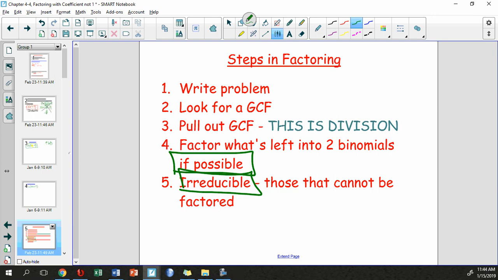Now listen up. Tonight's homework, they're not all irreducible. So don't think that you can get away with just writing irreducible on the entire worksheet and be like, but I tried. You did not. Do we all understand that?